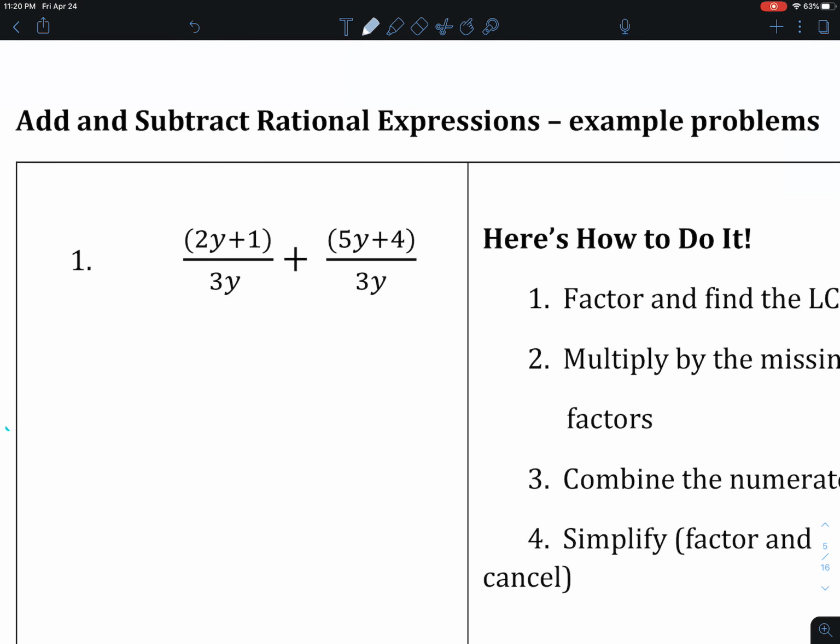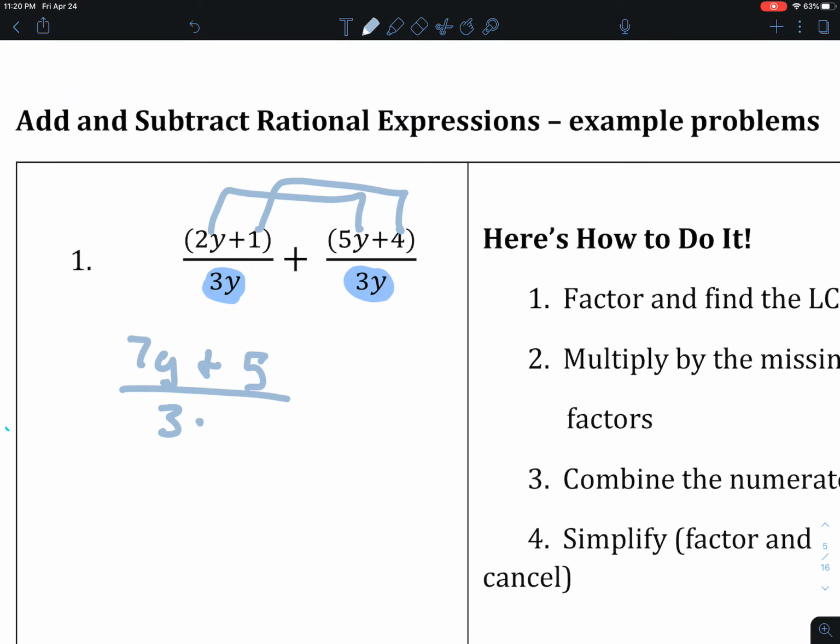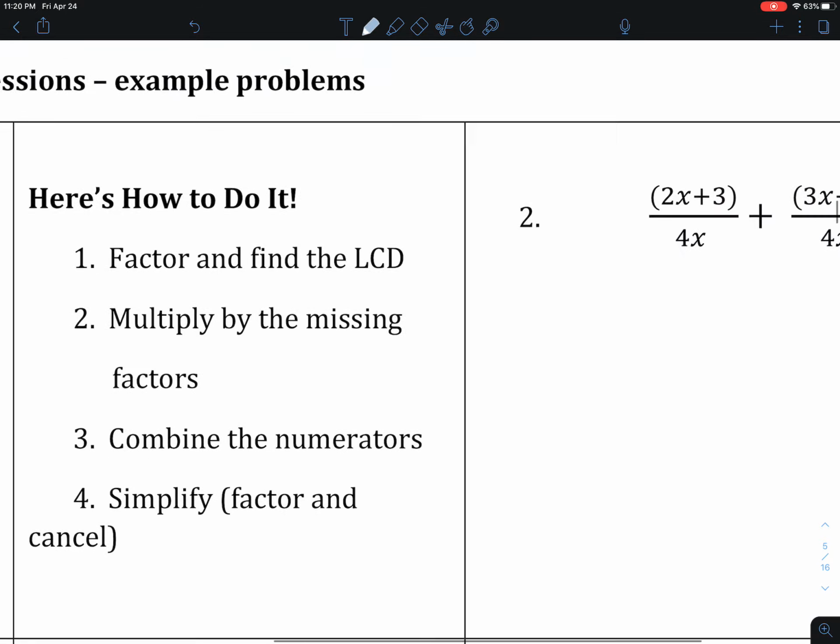Our first problem, what do we notice about our first problem? Yep, both the denominators are the same, so those are easy. All I have to do is just add numerators. So 2y plus 5y is 7y. And then 1 plus 4 is 5, and my denominators remain the same.